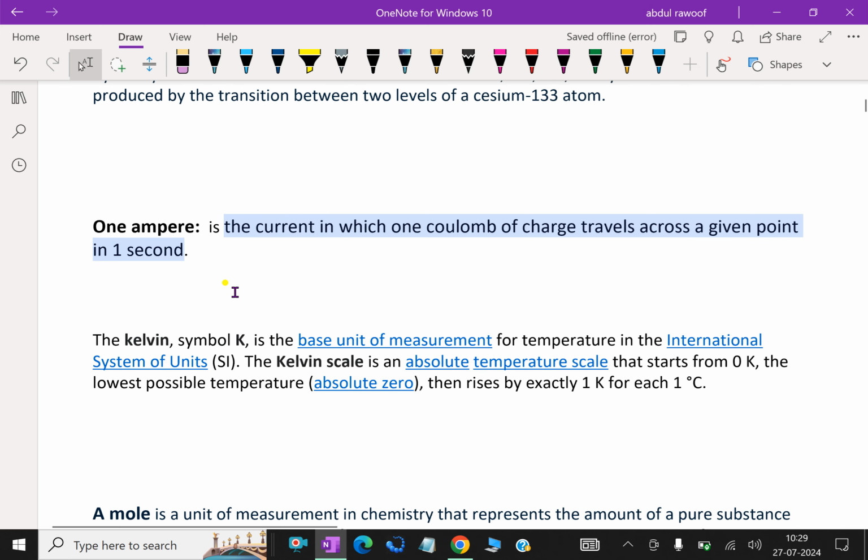1 ampere: the definition is the current in which 1 coulomb of charge travels across a given point in 1 second. In 1 second, how many charges are passing through the terminals?